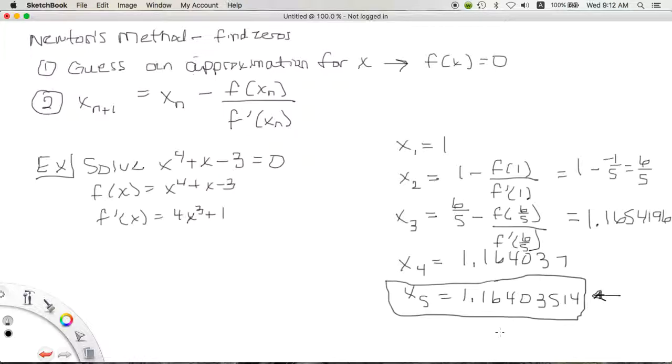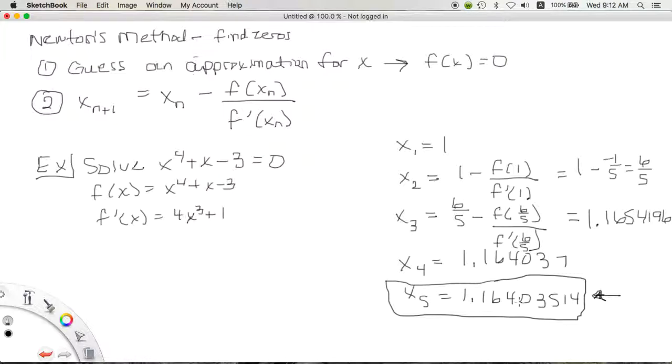As I said, is this practical? Not really anymore. There's not really any use for it anymore because your calculator will do it for you. But you do need to know what Newton's method is and have some idea of how to deal with that.